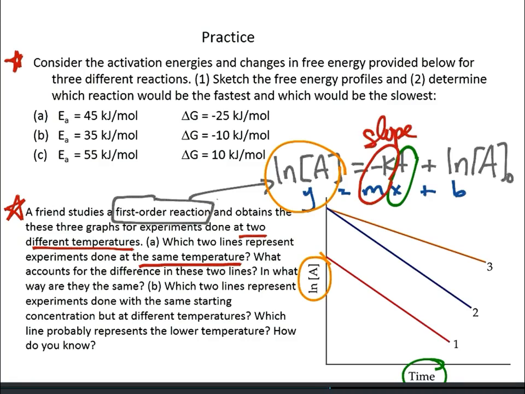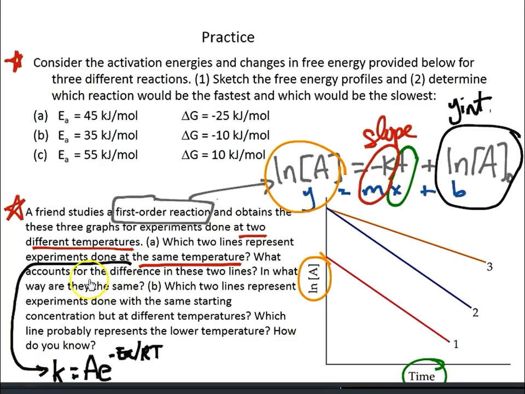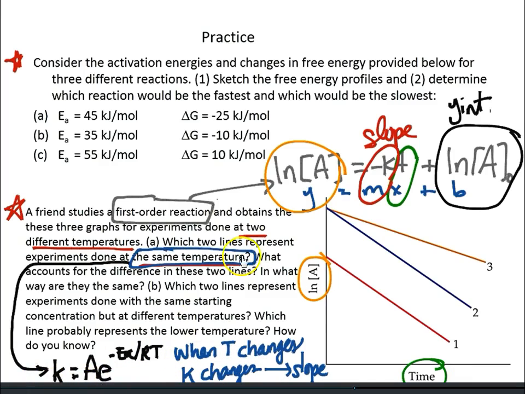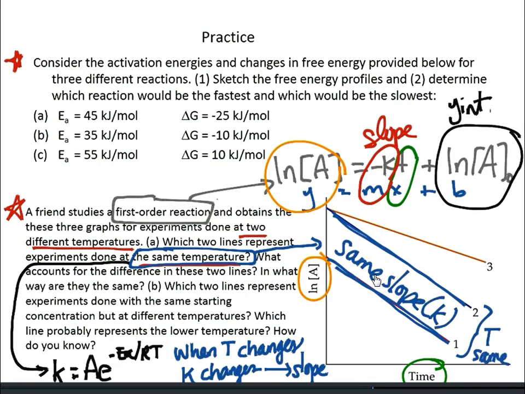So the slope is negative K, and the y-intercept is the natural log of the initial concentration. So for the ones done at the same temperature, T is in this equation, everything else is a constant. That means that when temperature changes, K changes, and that changes the slope. So you're going to look for the two that have the same slope, which is 1 and 2. Those must be at the same temperature because they have the same slope, or same value of K.